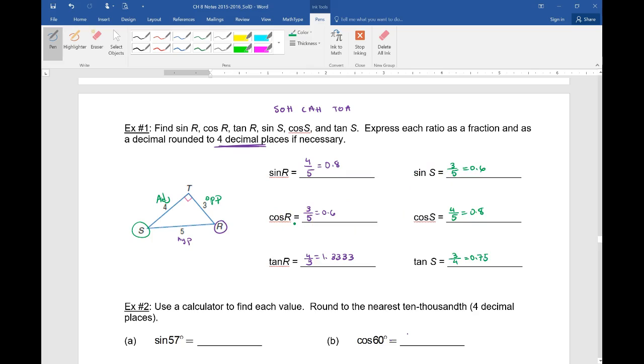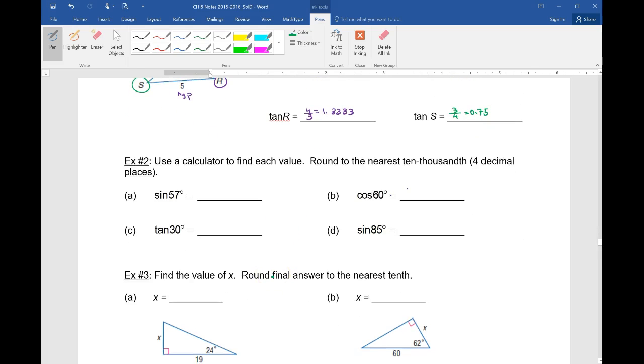What about the tangents? One is the reciprocal of the other. Yes? Awesome. Beautiful. Sine of one of the acute angles is the cosine of the other one, and vice versa.